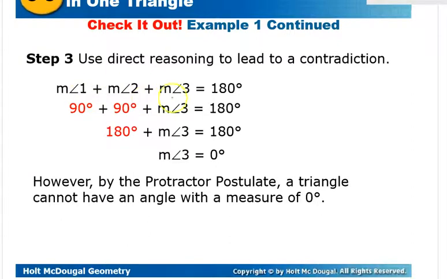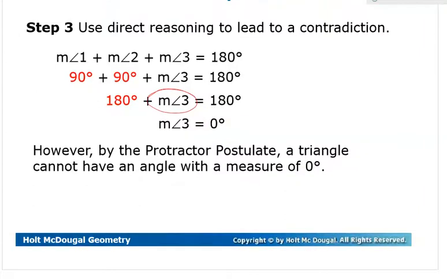Okay, so three angles added up equals 180. This is a triangle. If two of those angles are 90, that doesn't leave much room for the last one, does it? Because you already have 180 here, and your triangle can only add up to 180. We can't have a zero triangle or zero angle. So the original must be true. A triangle cannot have two right angles.